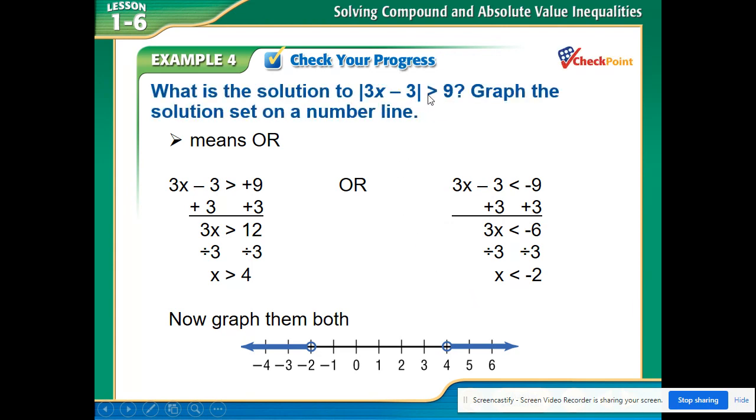One more time, greater than does mean or. So we're going to go ahead and make a positive 1, greater than a positive 9, and then less than negative 9, our negative case. So again, we should always have these two separate lineups going. Add our 3, divide by 3, and x is greater than 4, and x is less than negative 2. Graph them both. They're both greater than and less than, so there's no filling in of the dots. And that's how we go ahead and graph each of these.